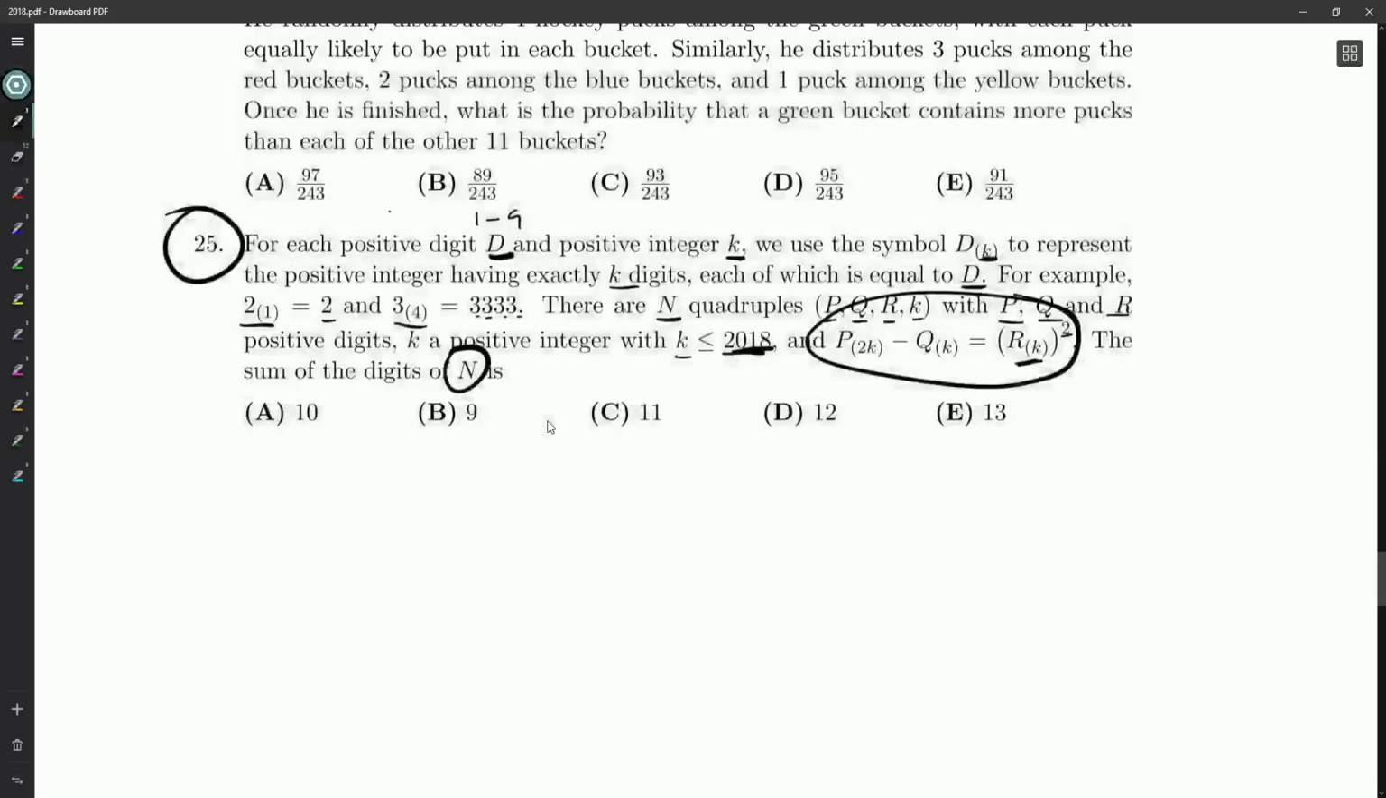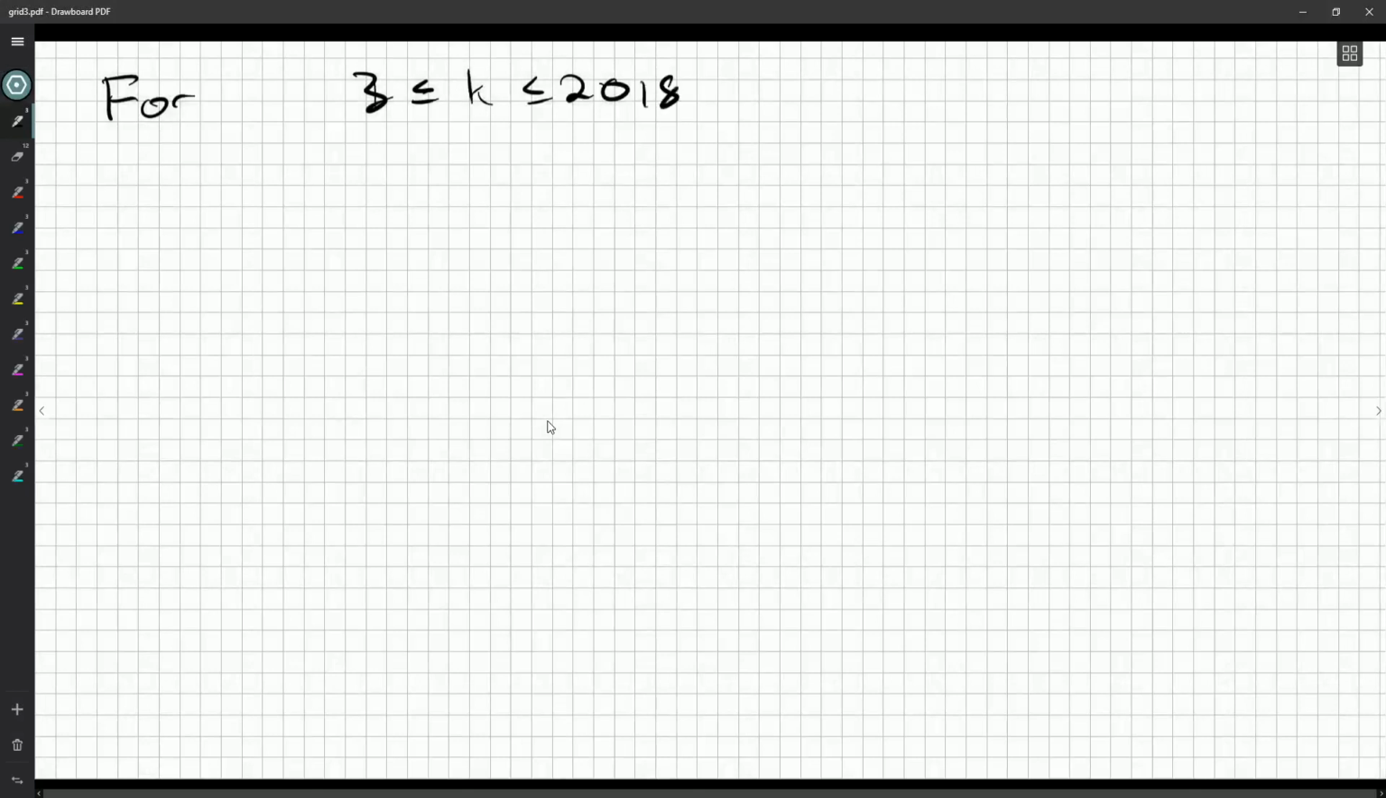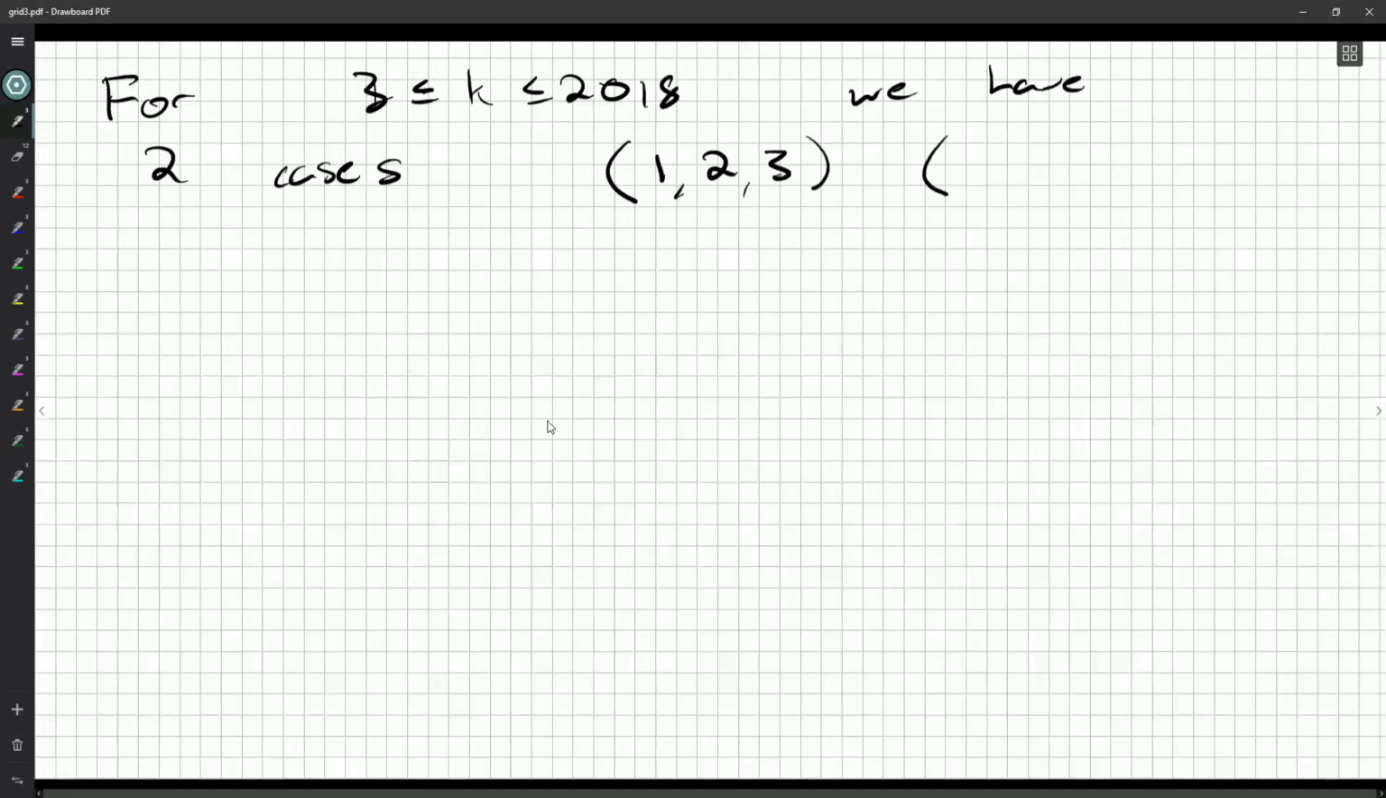For k it's up to and including 2018, right? Yeah, less than or equal. Okay, good. Got to make sure. So we have 2 cases. P could be 1, Q could be 2, and R could be 3. Or P could be 4, R can be 6, and what was it?